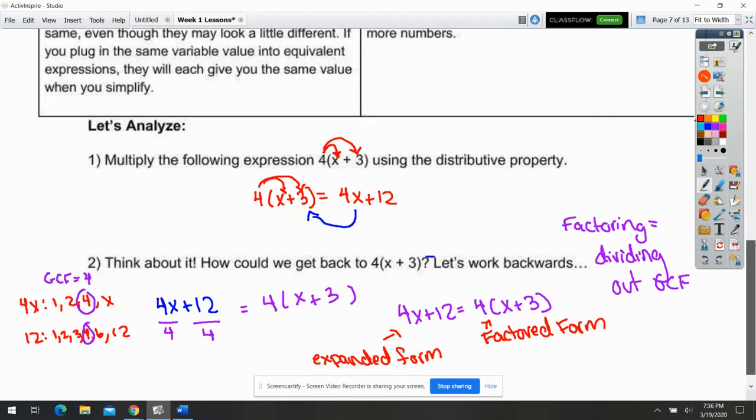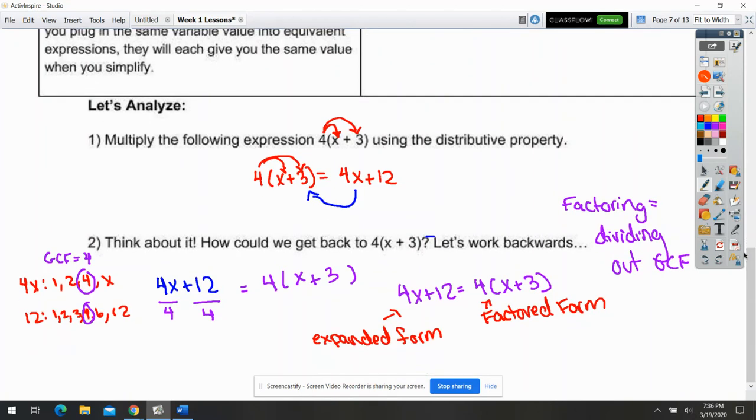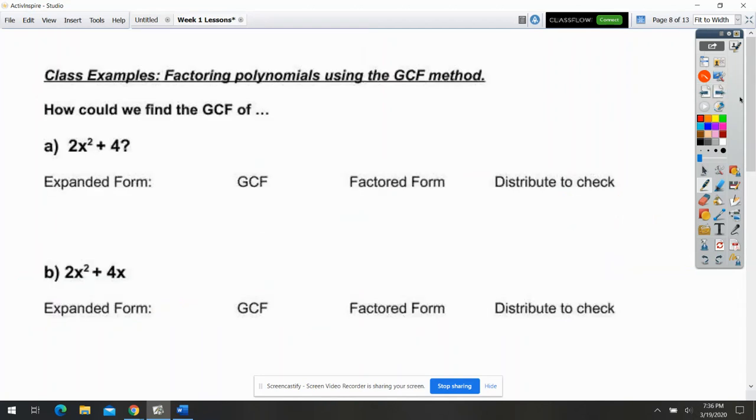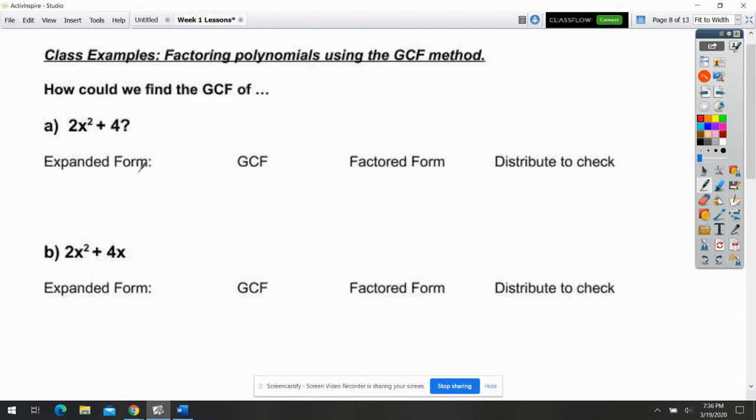All right, so we're going to move on, and if you're a little confused, we're going to do a few more exercises for you to practice.